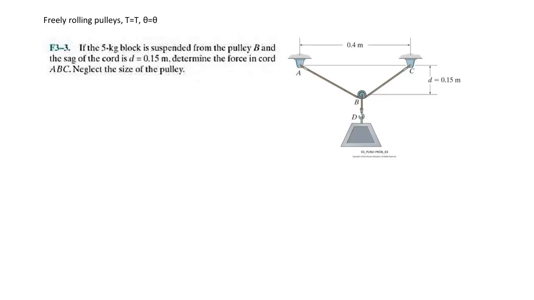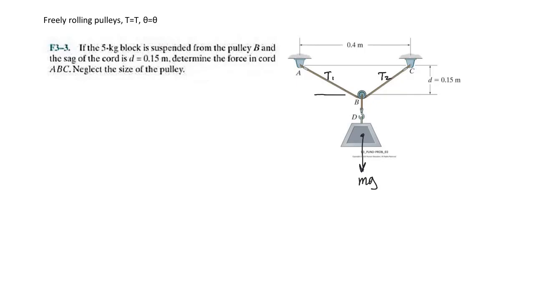Let's look at a freely rolling pulley here. This is a special case of pulley problems, but if the weight is going straight down like this, and it doesn't even have to be in the center, and the pulley is freely rolling, meaning that it is at a stable condition, we do know that the tension is going to be the same on both sides. But here's kind of a clue.